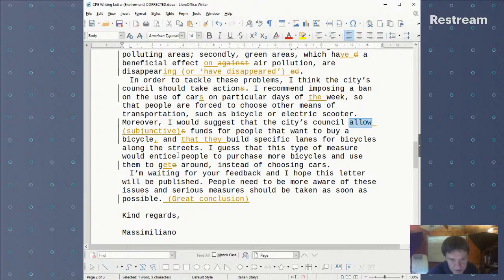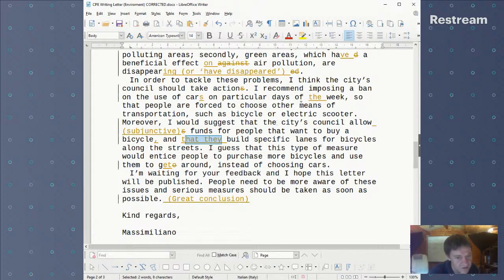So for people that want to buy a bicycle, and that they, yeah, this is confusing without parallel structure, because without this and that they, we've got for people that want to buy a bicycle and build specific lanes for bicycles, but the people don't want to buy a bicycle and build specific lanes. We want that to say that I would suggest that the council blah blah blah blah blah, and that the council build specific lanes. So we need to put this that they to make it parallel with the first that.